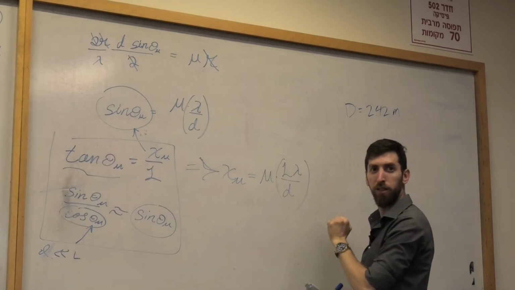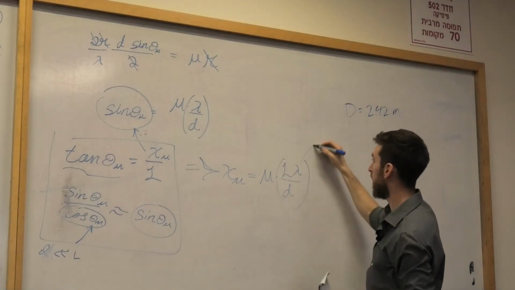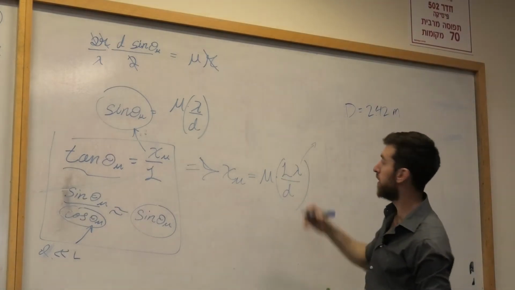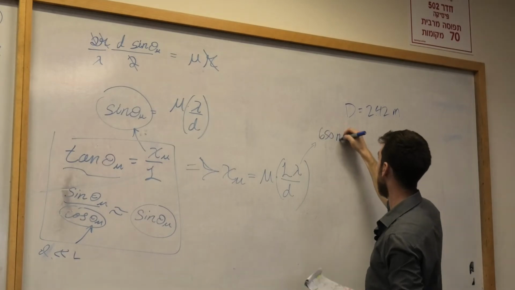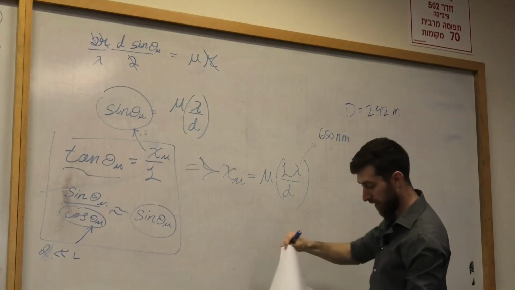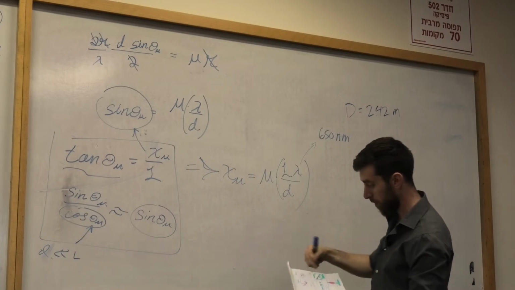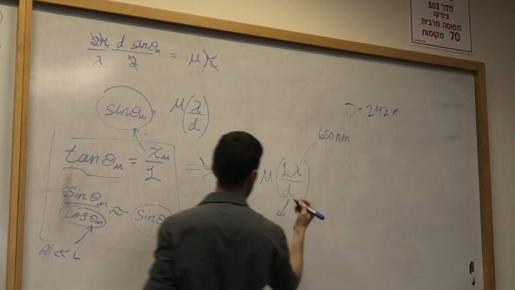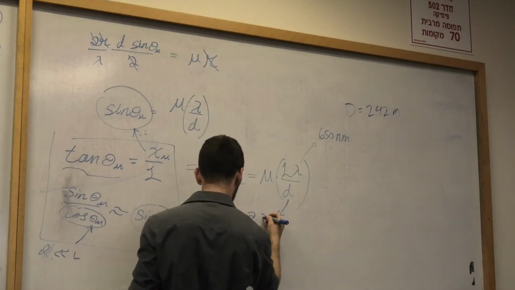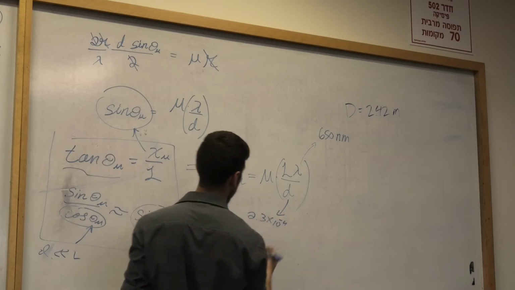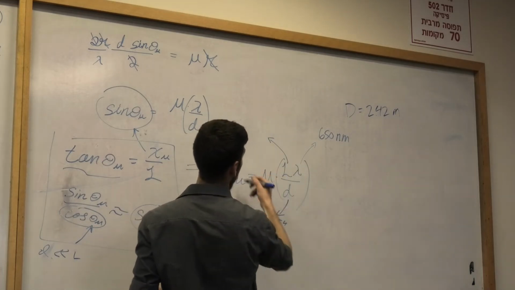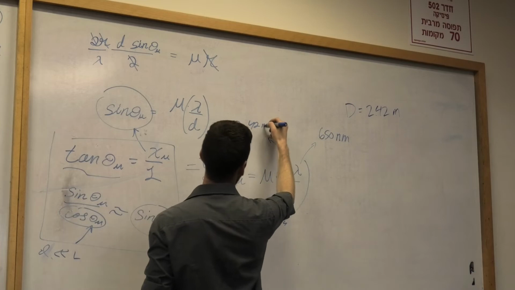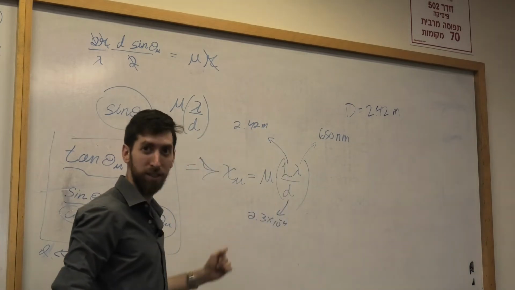Let's calculate that. We know that, right? What is that equal to? What is lambda? It's 650 nanometers, and d, I think I just cleaned it from the board, but we know it also. Can someone calculate this for us? Startup people, this is your time. L is 2.42 meters. I hope this is correct.